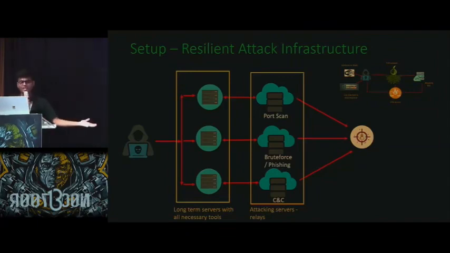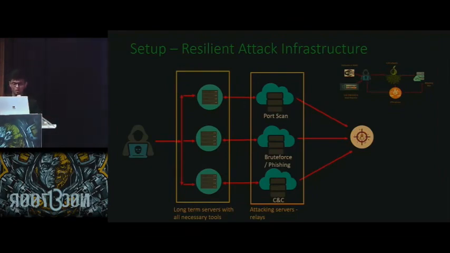Next is all the public relays or forwarders. So I've got three servers in the cloud, paid with bitcoins or some anonymous coins, so that it doesn't get tied back to the original hacker. The first server is doing a port scan on a private organization. The second server is doing the brute force for a phishing attempt, and the last one is the command and control server. Those ones are just the public relays. They are not doing anything themselves. Basically, they are taking all the commands from the long-term servers and doing the attack on the private organization. So all it's doing is acting as a public relay to our long-term servers.